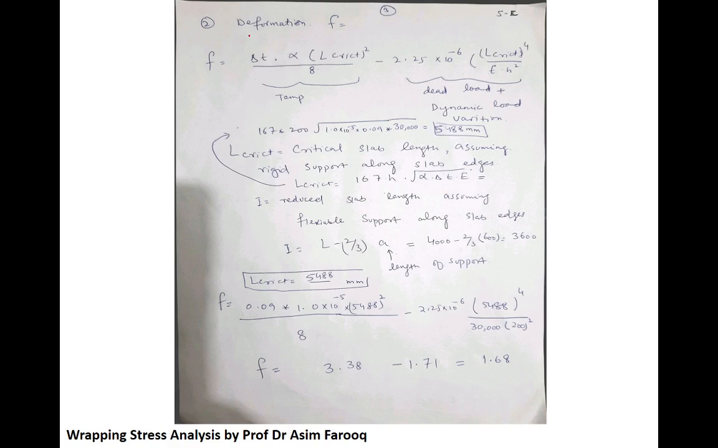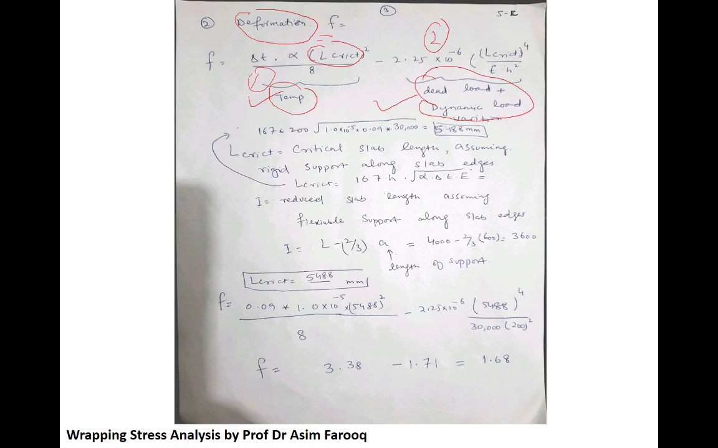As you can see here in the third step, we are trying to determine the deformation which occurs due to slab heating or temperature variation. For that we have a formula: f is equal to delta T into L into L critical divided by 8, minus 2 into 2.5 into 10 to the power minus 6 into L critical to the power 4 divided by E into H square. Keep in mind that the slab should satisfy not only the traffic load but also the temperature variation. As you can see, the formula has two parts. The first portion resolves the temperature variation issues, while the second part focuses on the dead load plus dynamic load variation.